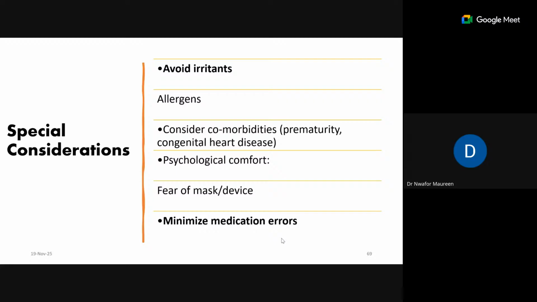You look at the comorbidities, the psychological factors, and the convenient device to use. We must minimize medication errors. As I said, you can't just say, let me just use a corticosteroid. You have to look into your patient, look at the lab results, and take the medication to do your reference.